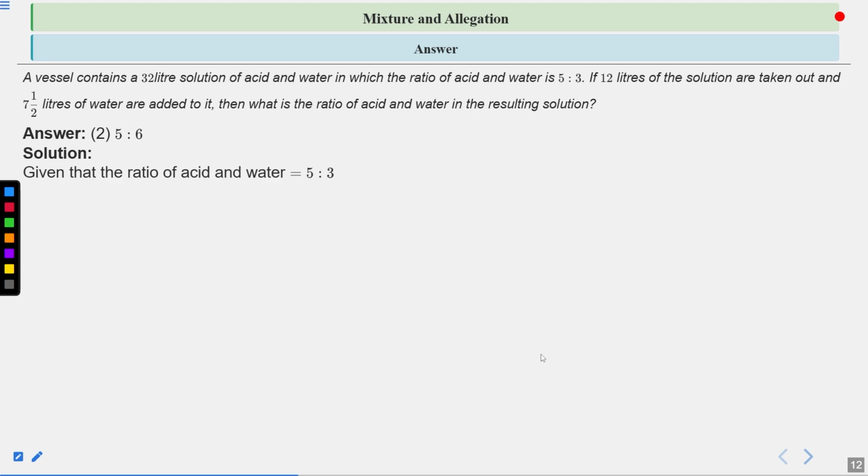Given that the ratio of acid and water is 5:3, the acid in the solution will be 5 units out of a total of 8 units. When we add up, we get a total of 8 units, and out of these 8 units, 5 units are acid. So we can calculate it: 32 into 5 by 8, we get 20 liters. Now we can calculate the water. If we subtract, we get it, or we can calculate 3 units: 32 into 3 by 8, we get 12 liters of water.